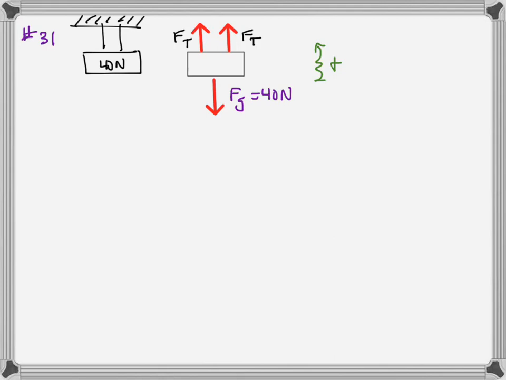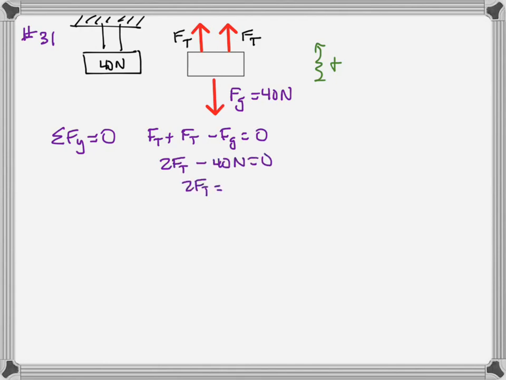And we're going to decide that we're going to define up as our positive for our frame of reference. So then I'm going to say the sum of the forces in the y direction is 0. So the two forces acting up are Ft, the first two Ft's, minus the gravitational force. And then we can solve to find out what Ft is by isolating that variable to find that the tension force is 20 newtons, which makes sense, right? It's 40 newtons coming down, then each rope is going to be pulling up with 20 newtons. But that's how you systematically go through it, drawing a free body diagram, summing up the forces, writing out the algebraic equation, and then solving it.